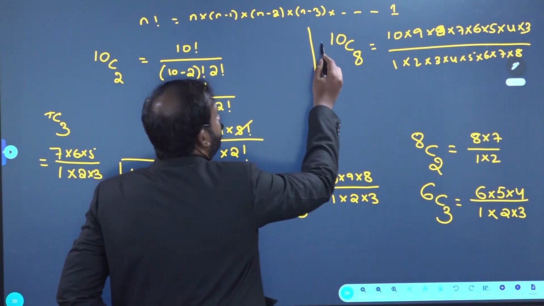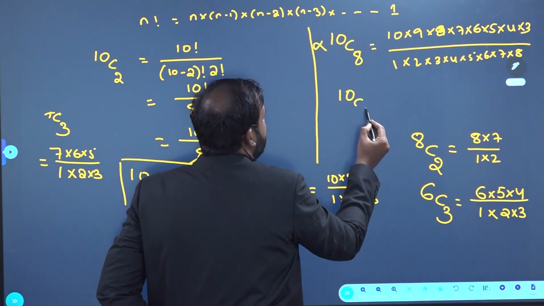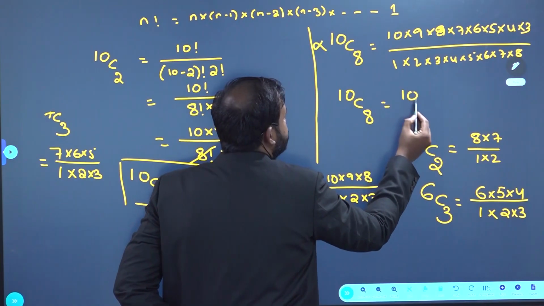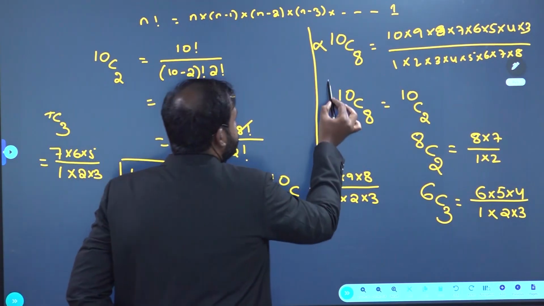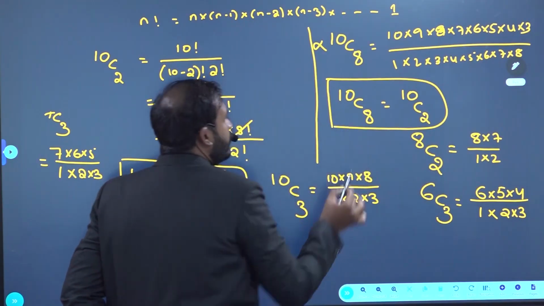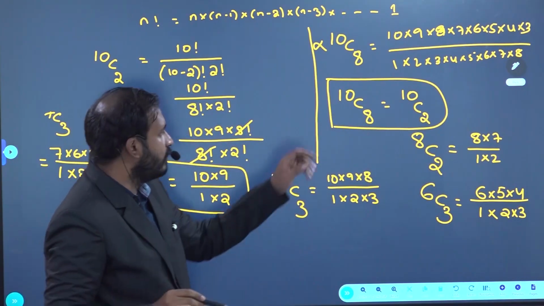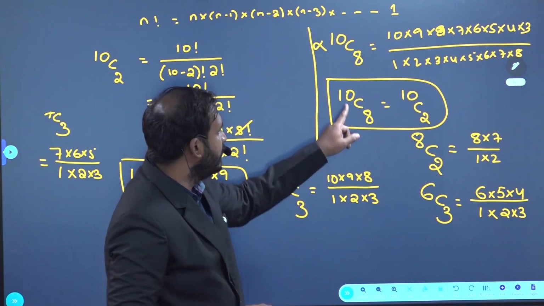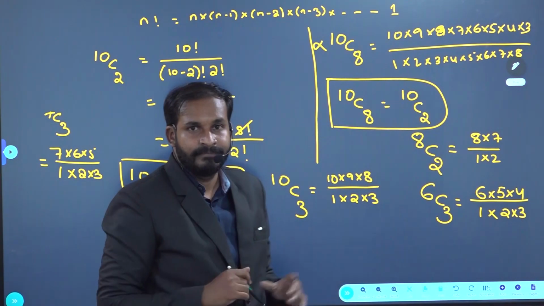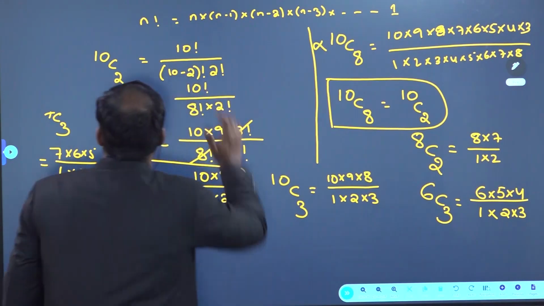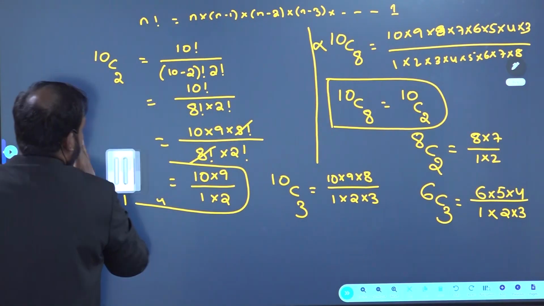The other method for this one is, see here, 10C8 value will be equal to 10C2 if you observe carefully. If it is easily solvable, you solve it. Else, 10 minus 8 is what? 2. So, this will be equal to 10C2. For this we have a shortcut formula. What is that formula?